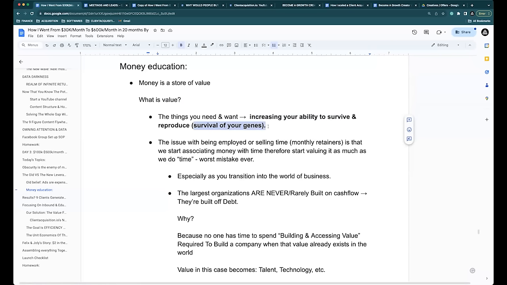Survival of your genes. If you guys have not yet read about evolutionary psychology, I highly suggest you read it. The definition is everything we do. The reason why everyone is on this call, whether you know it or not, is because you want to survive and you want to be able to reproduce. Now, the reason why you want to reproduce is not actually a conscious decision.